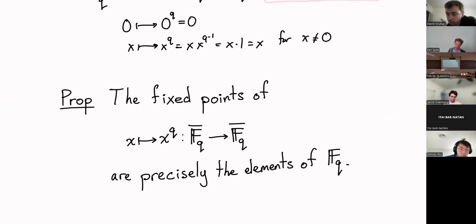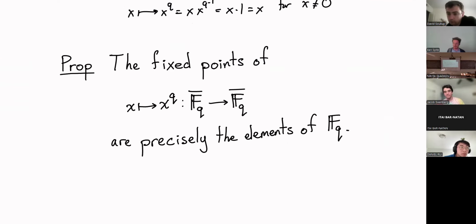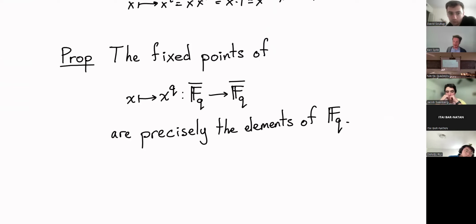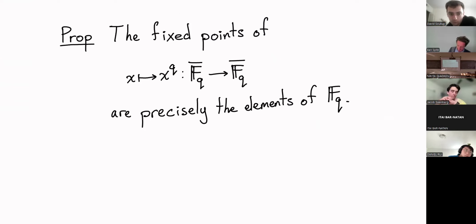And the theorem is that the fixed points of this map on the algebraic closure of F_q is precisely just the things that lived inside F_q. Anything in a bigger field was not fixed by this map. So why is that? So first of all, everything in F_q was fixed.